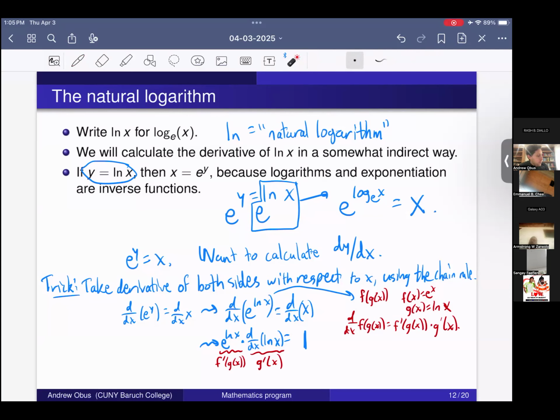This looks a little bit worse, but now everything is going to simplify. Because e to the ln of x, we already know, is just x. They're inverse functions, so they cancel each other out. So we get that x times d dx of ln of x is equal to 1. And then we can just isolate d dx on its side. You get that d dx of ln of x is equal to 1 over x.